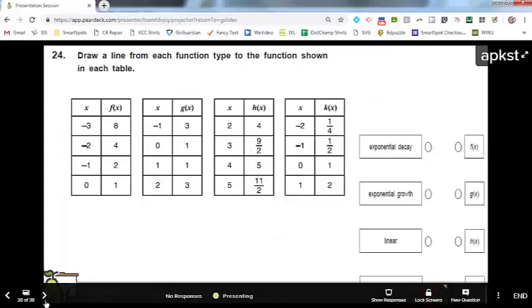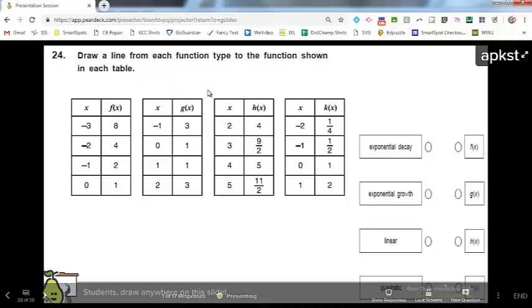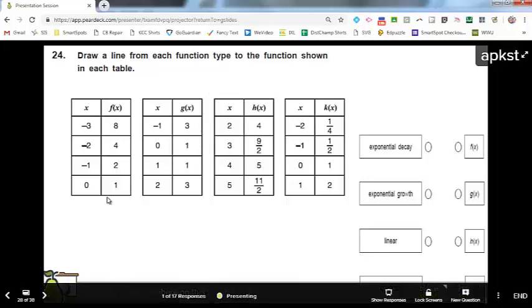All right. On this one, it's kind of hard to see. I don't know what that bottom one says. We have exponential decay, exponential growth, linear, and quadratic. And so F, G, H, and K is what this one is. So I want you to draw a line from each type of function to the function shown in each table. Okay, so I'm going to give you 2 minutes. Go.